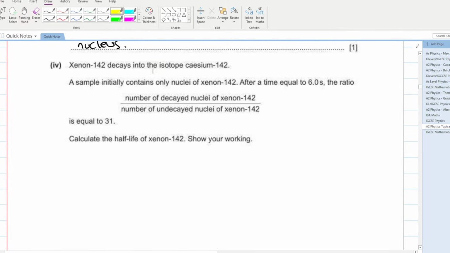Xenon 142 decays into an isotope, cesium 142, like this. A sample initially containing only nuclei of xenon 142. After a time of 6 seconds, the ratio of the number of decayed nuclei of xenon divided by the number of undecayed nuclei of xenon is equal to 31.